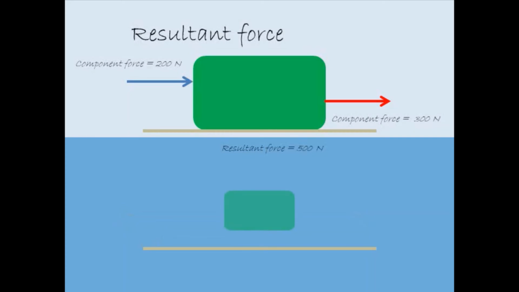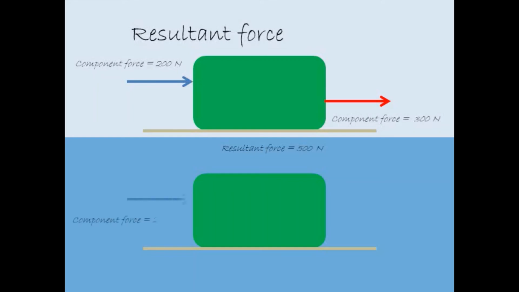A force, which is 200 newtons, is being applied towards an object. Another force of 500 newtons is being applied in the opposite direction, towards the same object. Find the resultant force.